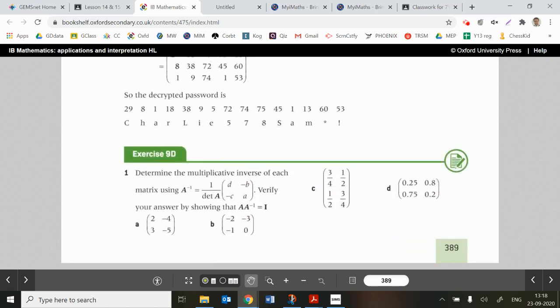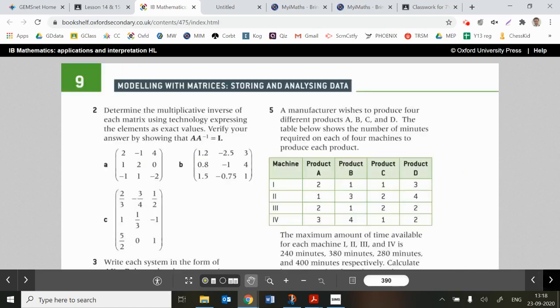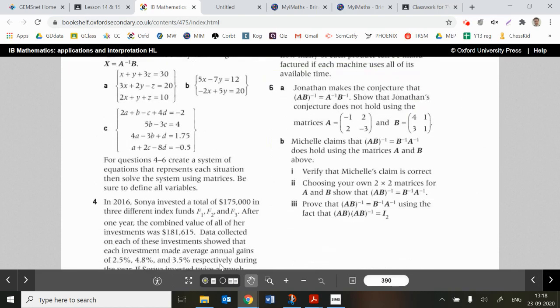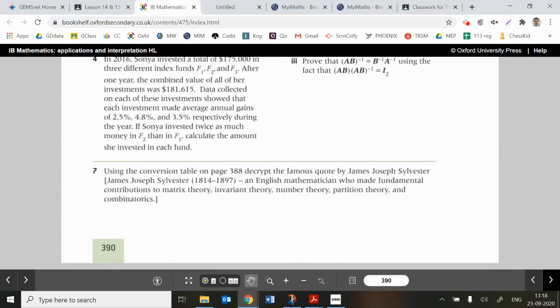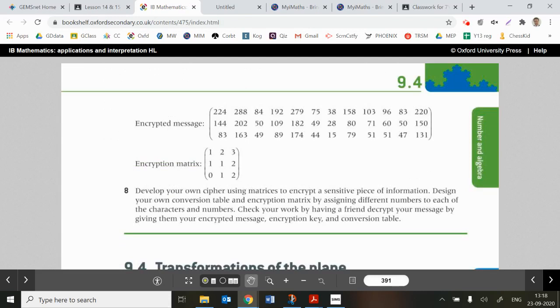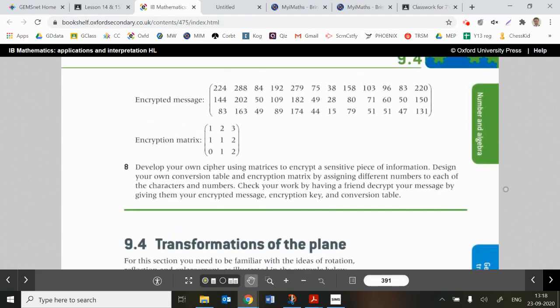Okay, so 9D is question 1 through to question 7. No, question 8, in fact. There's a lot of practice to get through here. This is pretty difficult stuff, as you can see by quite a long video again. Take your time with this, get lots of practice. This is really crucial stuff. So yeah, get lots of practice.